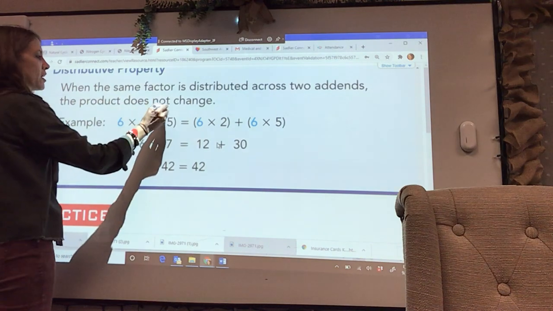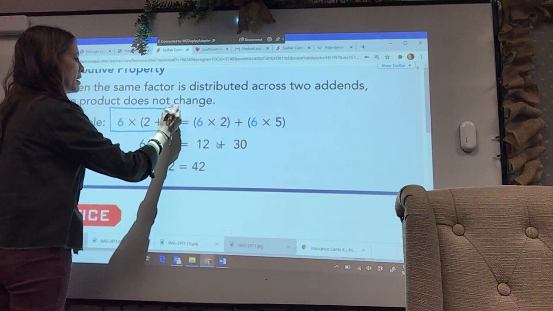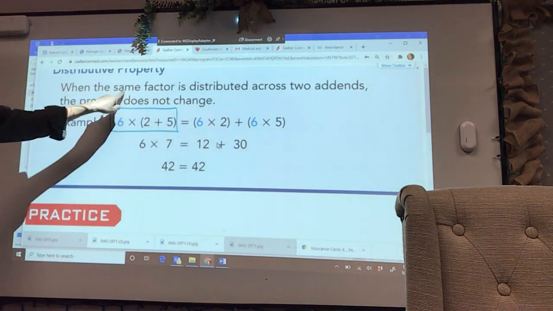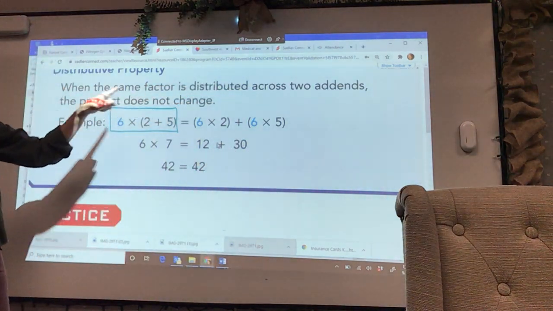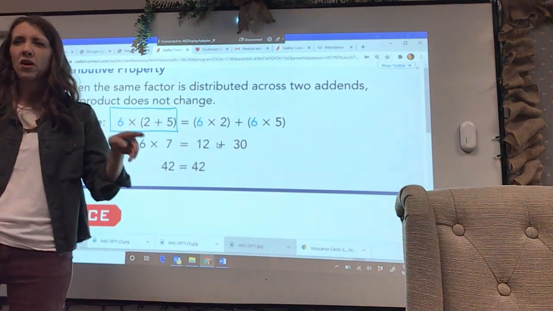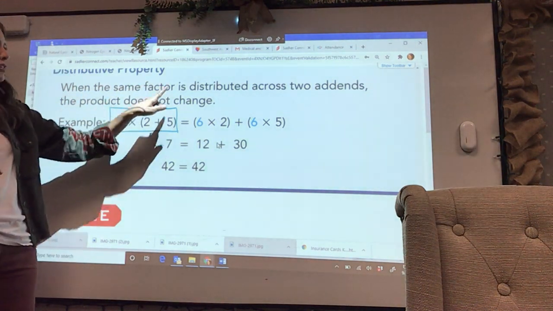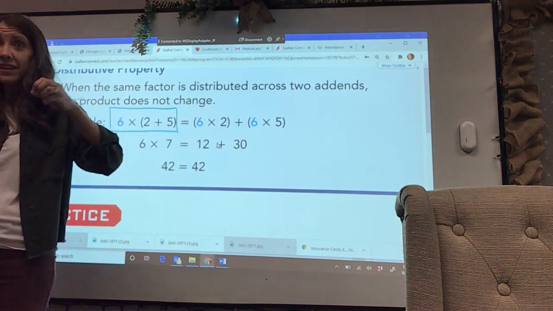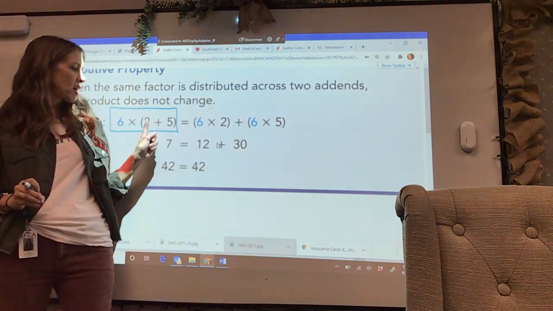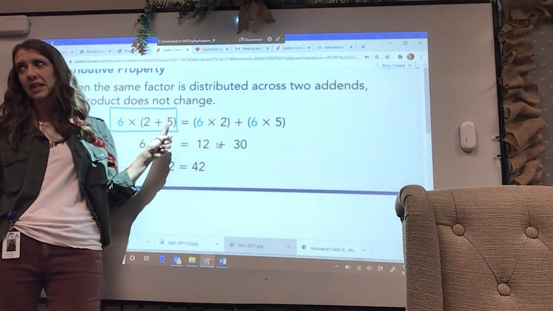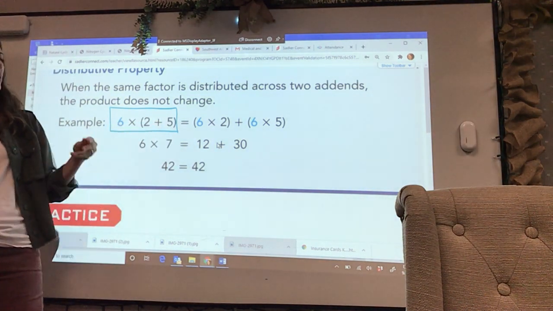If we have this right here, I want everybody to kind of focus on this. All right? So the distributive property: when the same factor is distributed across two addends, the product does not change. Okay, well, what does that mean? Let's break that down. When the same factor is distributed or separated across two addends. What are addends? These are addends, two things you add together. That makes sense. So when a product is distributed amongst two addends, the product does not change.